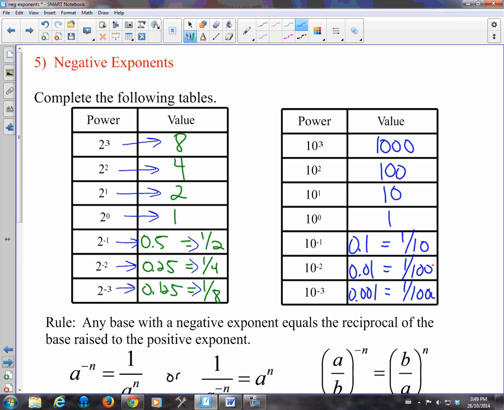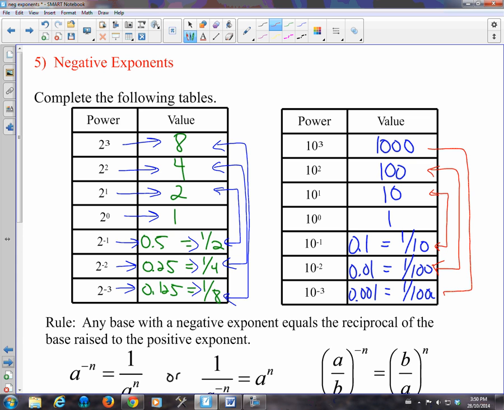But if you look at our table, look carefully. We had 2, and we have a half. We have 4, and we have 1 over 4. We have 8, and it would follow we would have 1 over 8. There's a pattern going on there. We look at our other table, same idea. We had 10, and we have 1 over 10. We have 100, and we have 1 over 100. We have 1,000, and we have 1 over 1,000. There's a pattern going on in the table.